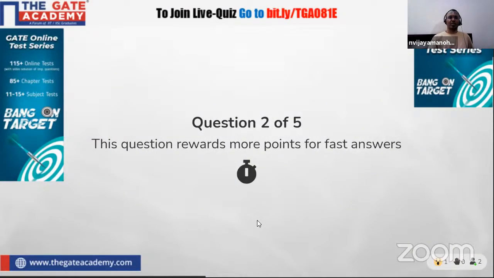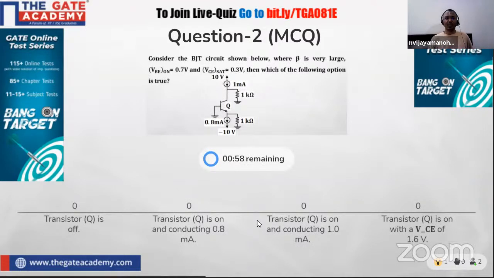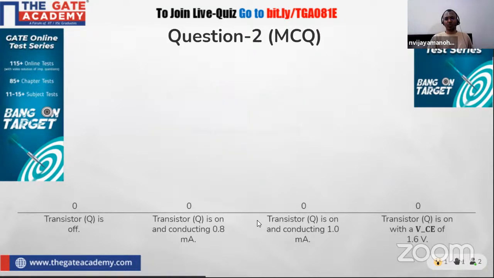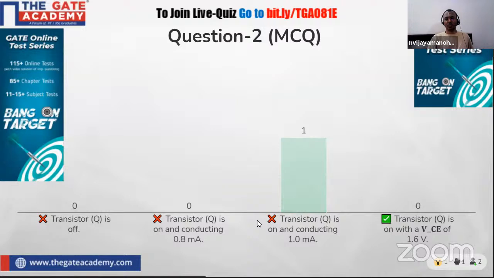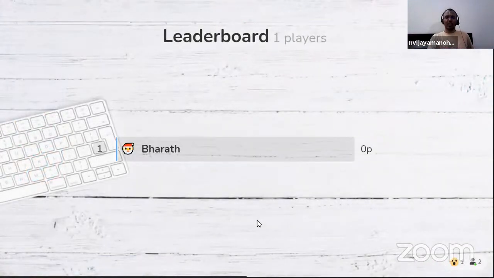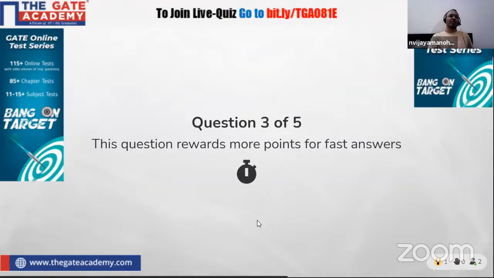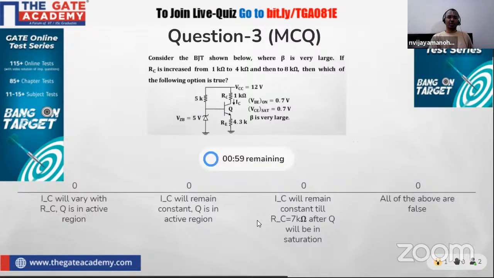Here comes the second question. There is a BJT given here. Beta is very large. VBE on is 0.7 volt. VCE sat is 0.3 volt. Which of the following is true? I think people are taking the bait. They are not able to get the correct answer. These questions are very easy but tricky, I'll say that. Let's go to the next question.